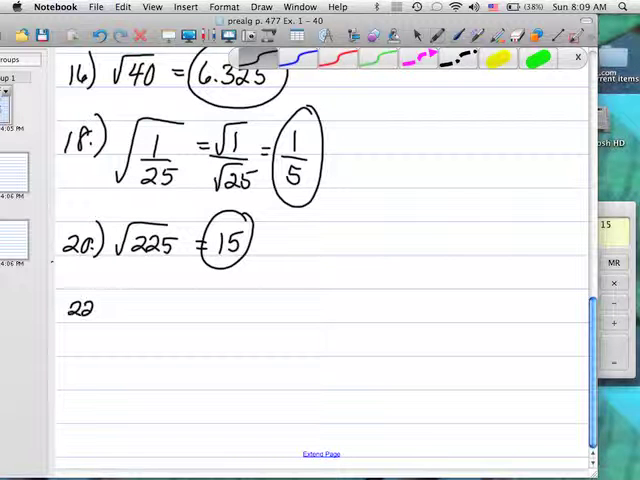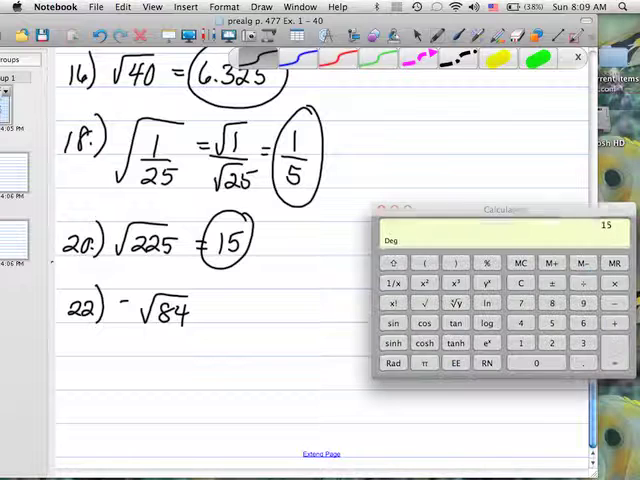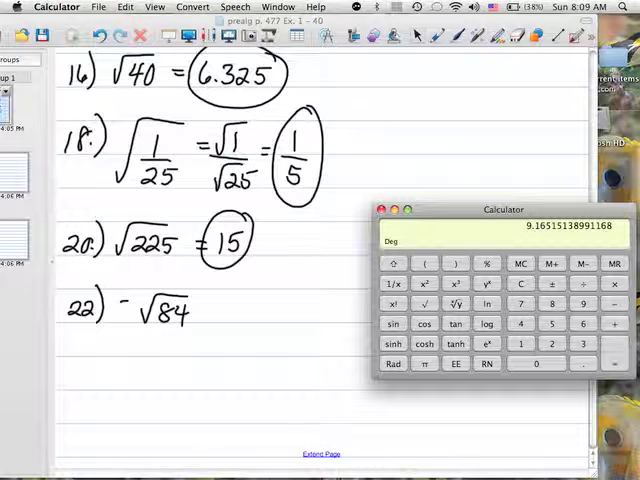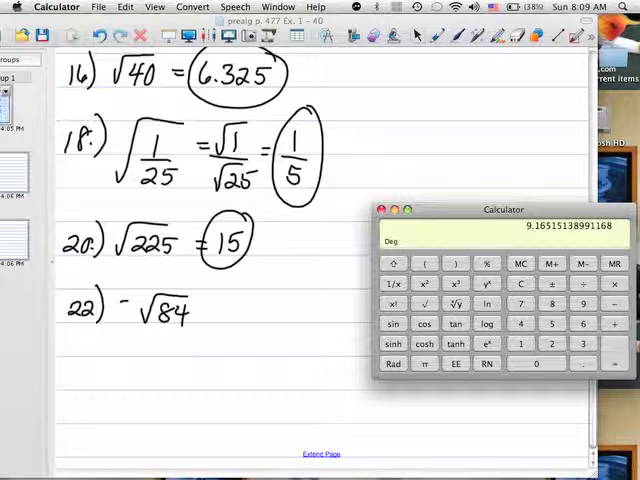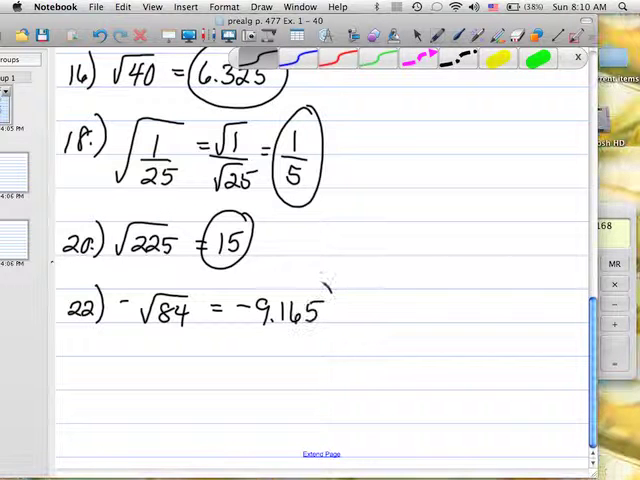Number 22, you have the negative square root of 84. 84 is not a perfect square. Entering it into the calculator, we get this number. 5's in the thousands, 1 is less than 5, so we'll keep it at 5. So our answer is negative 9.165.